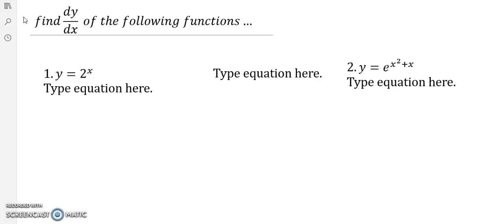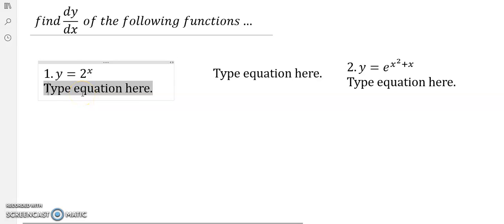Basically, in today's video, I will be showing you how to derivate exponential functions. The first exponential function is y equal to 2 to the power x. However, this time around our variable x is the exponent, and to derivate this one, we must first introduce logarithm.